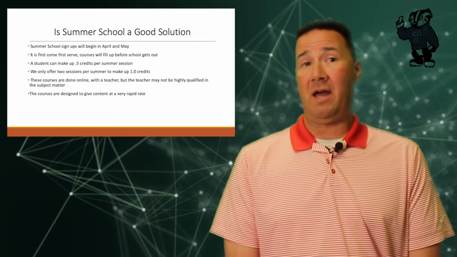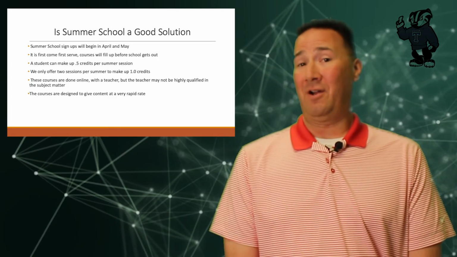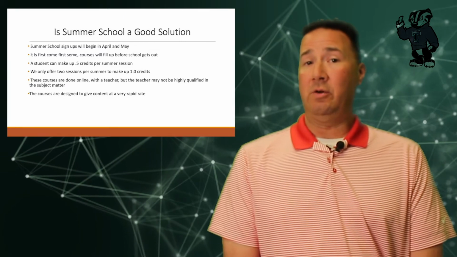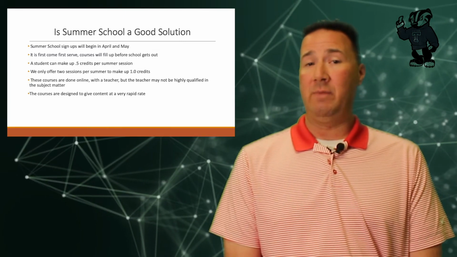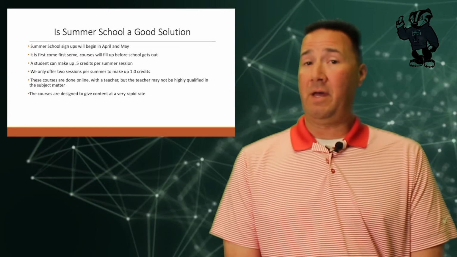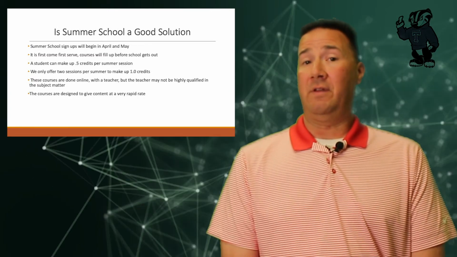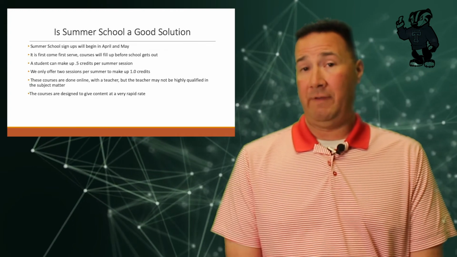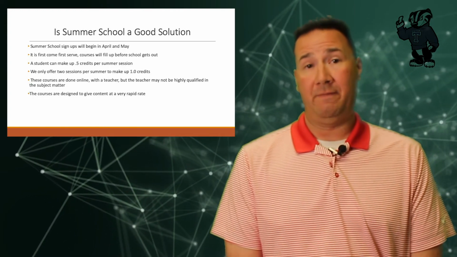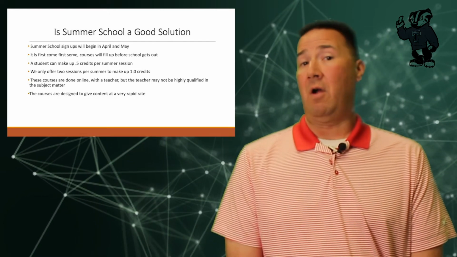So if your son or daughter is credit deficient over a credit, you won't be able to make it up all in one summer. So you'll have to attend both summer sessions to make up 1 credit, okay? Now, the other thing about this is these classes fill up very quickly. In fact, when we've done summer school in the past, before school has gone out, all summer school has been filled. Remember that we do offer online courses.